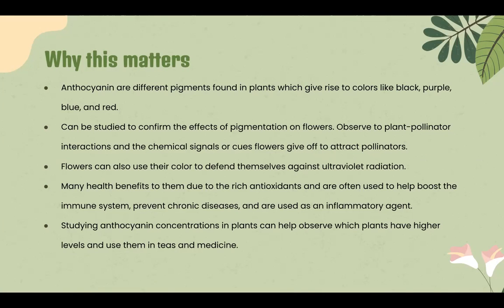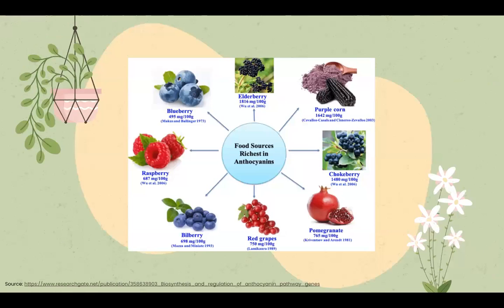Anthocyanin has many health benefits due to the rich antioxidants and is often used to help boost your immune system, prevent chronic diseases, or used as an anti-inflammatory agent. Many of these anthocyanins are found inside of herbal teas and medicine. Over here, I found a quick infographic showing anthocyanin concentrations in foods we eat probably in our daily lives, such as blueberries, pomegranates, corn, raspberries, grapes. All of these are good sources for anthocyanins.